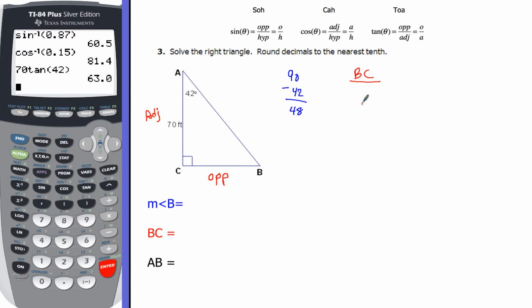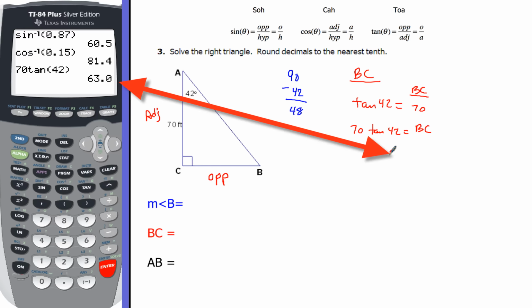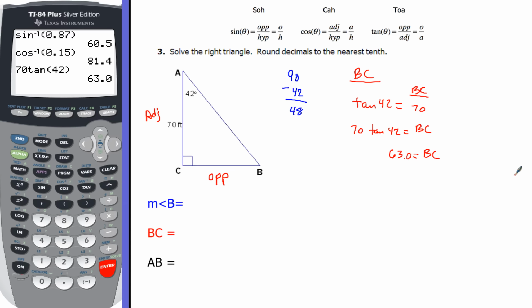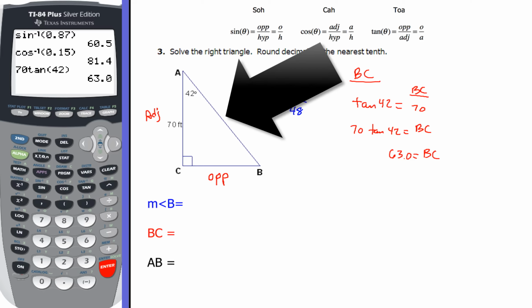We're going to use tangent of 42, and we're going to set that equal to BC. I don't know what that is yet, so it's going to be BC over my adjacent, which is 70. Now we're going to show our work there, so we're going to have 70 times tangent of 42 to give us the length of BC, and then when we type that into our calculator, we get 63.0 for the length of BC. Pretty straightforward stuff.